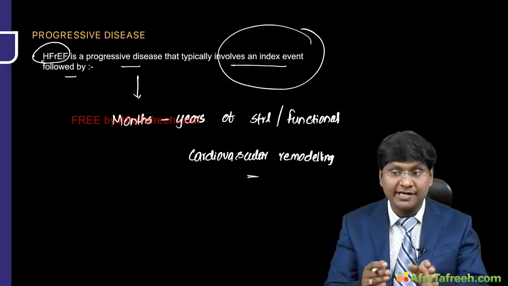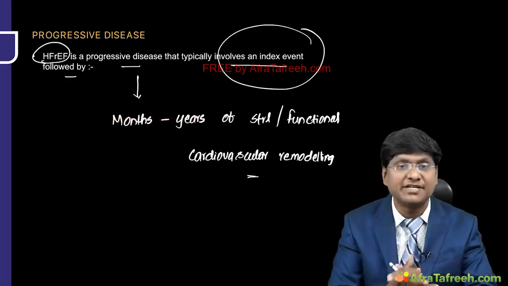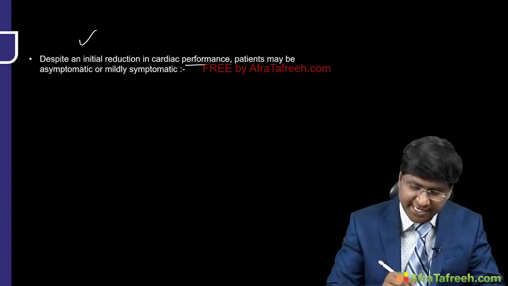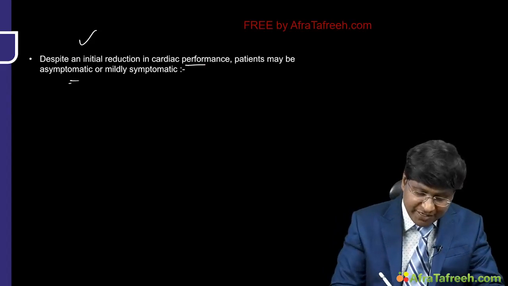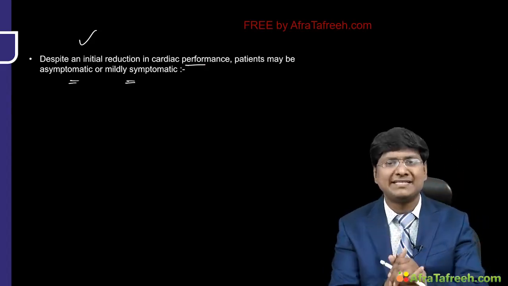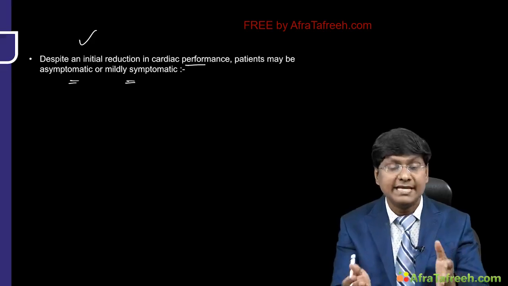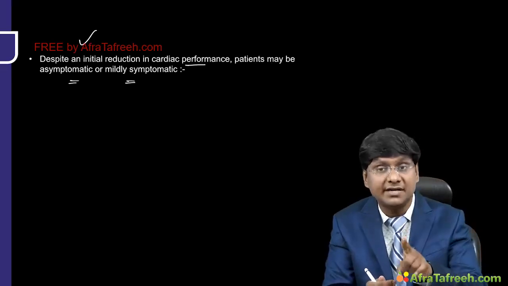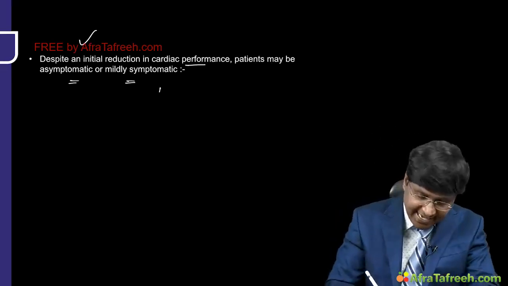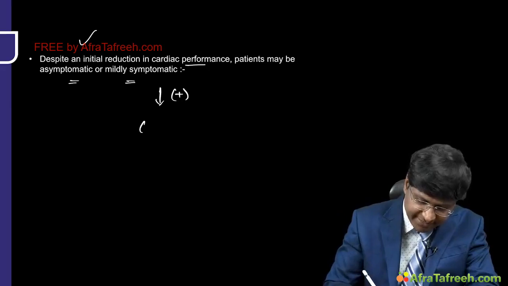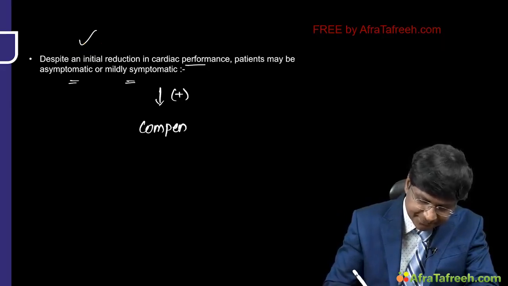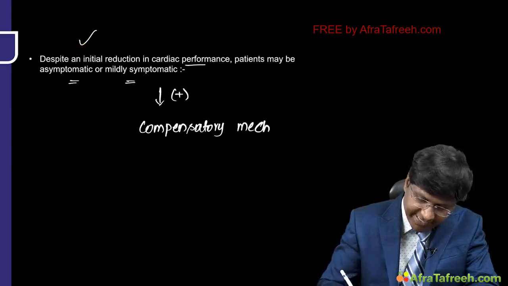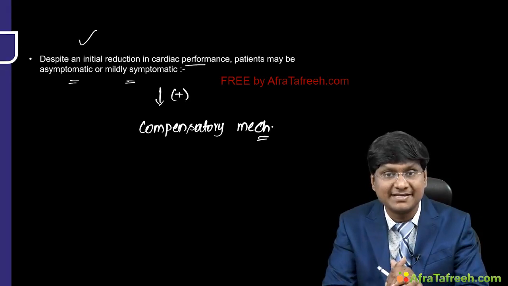But what is very important is the consequence of that primary event. Despite an initial reduction in cardiac performance, patients may be asymptomatic or mildly symptomatic. Why and how? Even though there is reduction in cardiac performance, why is the individual asymptomatic? The reason is the activation of compensatory mechanisms, right?